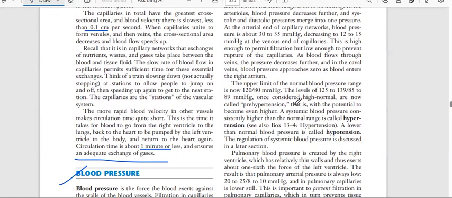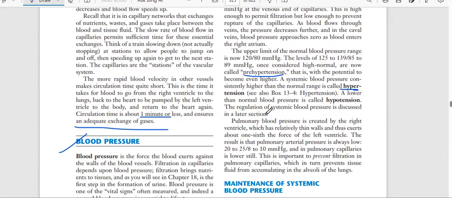The upper limit of the normal blood pressure range is 120/80. Values of 125 to 139 are considered high normal, called pre-hypertension, that is, with the potential to become even higher. A systemic blood pressure consistently higher than normal is called hypertension. A lower than normal blood pressure is called hypotension. The regulation of systemic blood pressure is discussed in a later section.